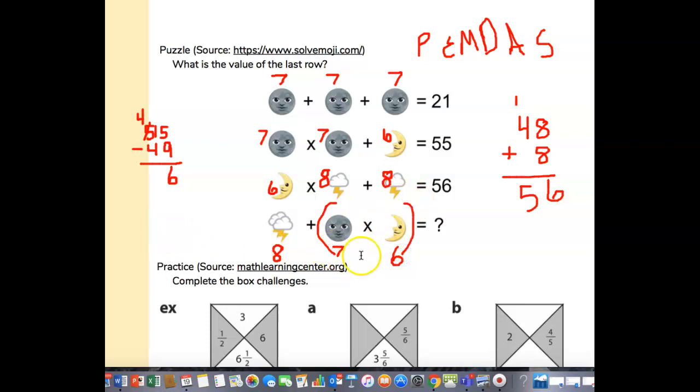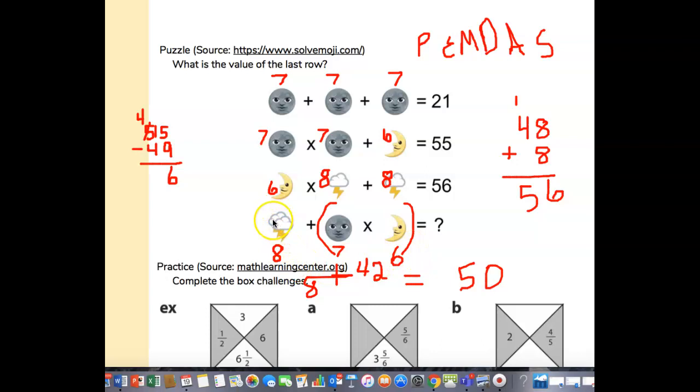So 7 times 6 is 42. 42 plus 8 equals 50. 42 plus 8 is 50. Okay, wait a minute. Uh-oh, I did it again, guys. I did it again. Look at this.